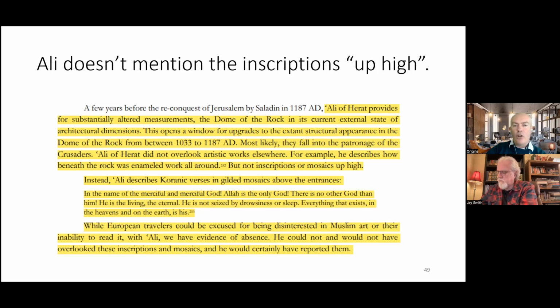Ali of Herat did not overlook artistic works elsewhere. For example, he describes how beneath the rock was enameled work all round, but not inscriptions or mosaics up high. Instead, Ali describes Quranic verses in gilded mosaics above the entrances, and there's a quote there, yet he doesn't mention the inscriptions that are meant to be above the arcades. So he only sees Quranic verses above the entrances, but not above the arcades. And he's clearly an Arabic speaker with a name like Ali. He could have read these, and how come he doesn't report them? I would suggest that this is pretty good evidence that these inscriptions still don't yet exist in the 12th century.